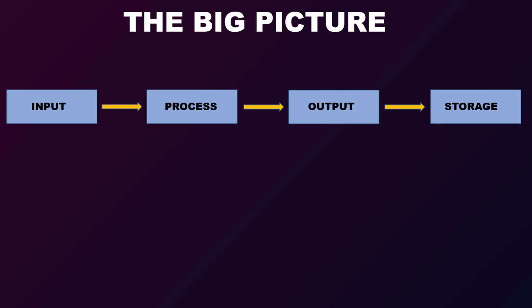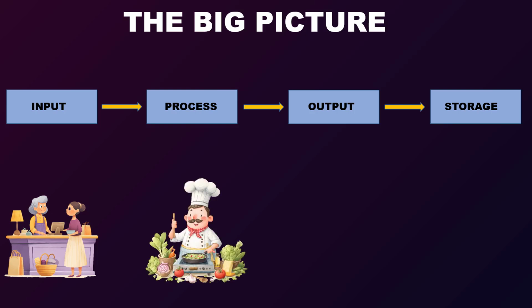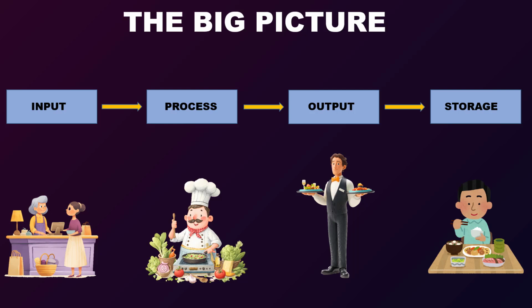In a way, your computer works exactly like a restaurant. You, the user, give an order, that's input. The chef, the CPU, prepares your dish, that's processing. The waiter brings the food for you, that's output. And if you ask to save a recipe, it's stored in a notebook, that's storage. Every task, from playing music to writing code, is just the same cycle repeated millions of times per second.